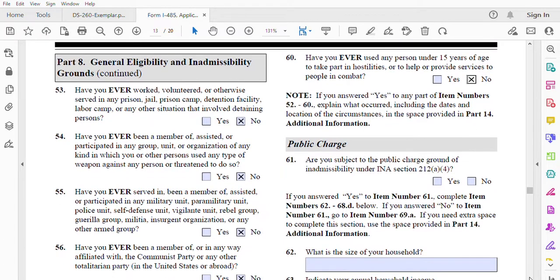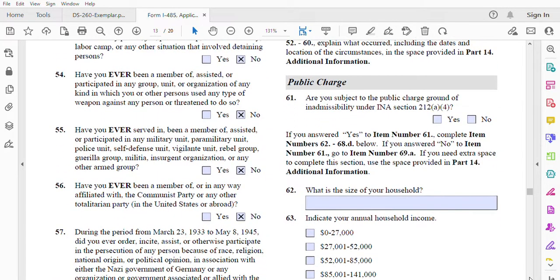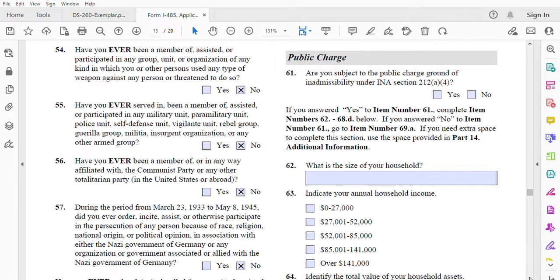So we're going to go to the public charge. This is a very important question. 61. They added this one, I think, in 2023, and a lot of people don't understand it. 61. The question: Are you subject to the public charge ground of inadmissibility under INA section 212? A lot of people say no. You have to remember, if it's a family-based petition, it's all of them yes. And then you're going to provide your household.